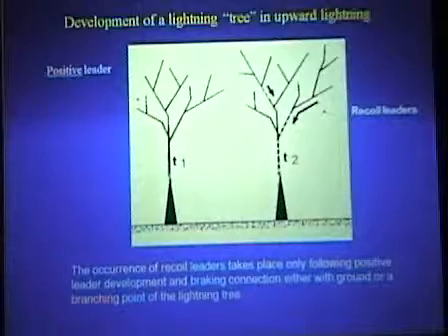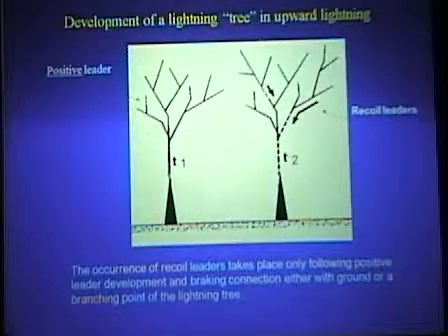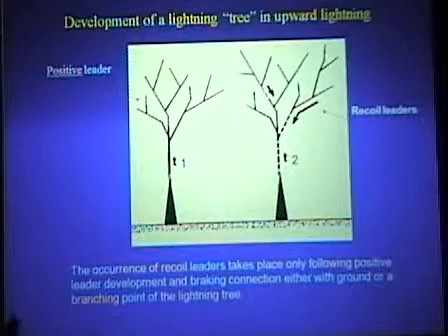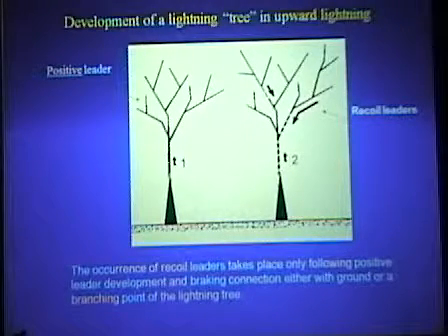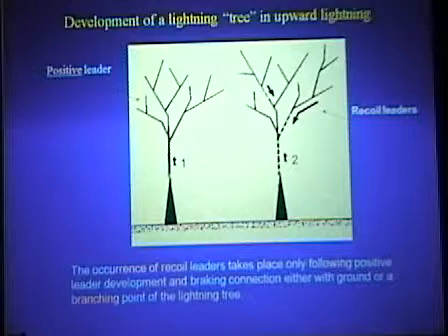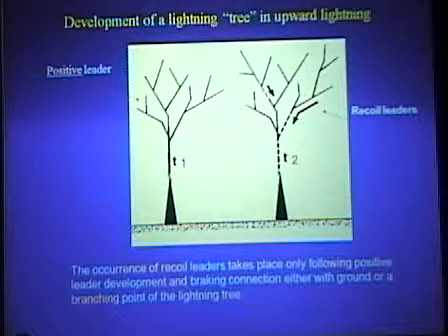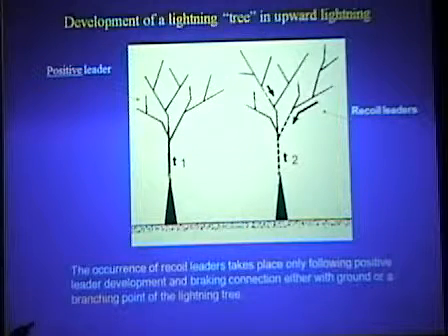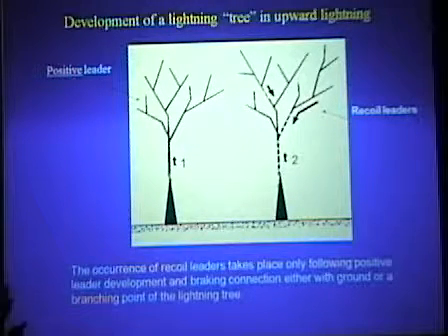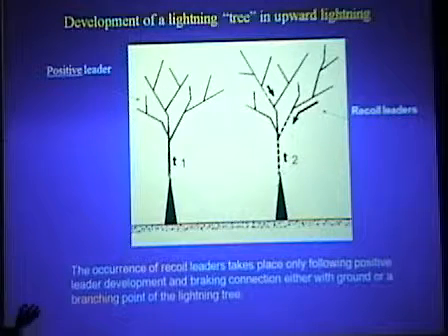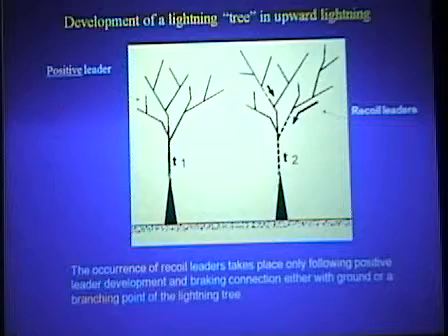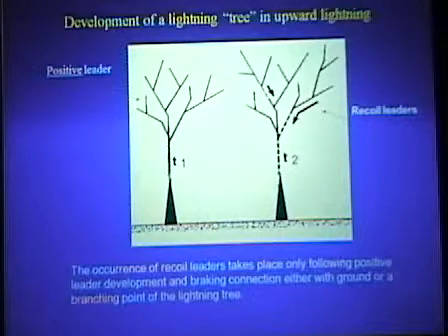So the development of this type of upward leader started like a positive leader from the tower, and then after a while there was a breaking of this process from the tower, and after that we started getting these streaks, which are negative recoil leaders, very much the same as we observed in the case of natural lightning I showed you previously. So these are important discoveries.